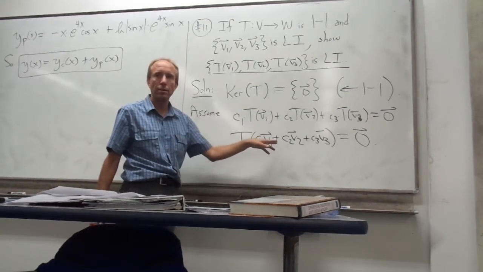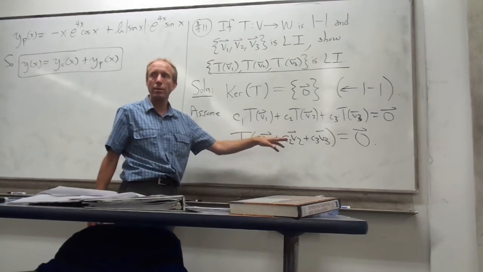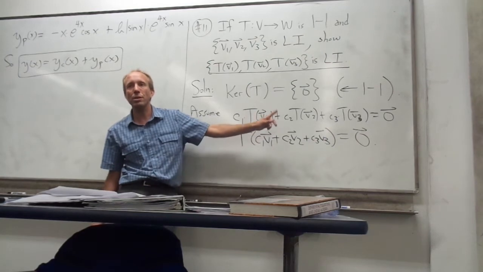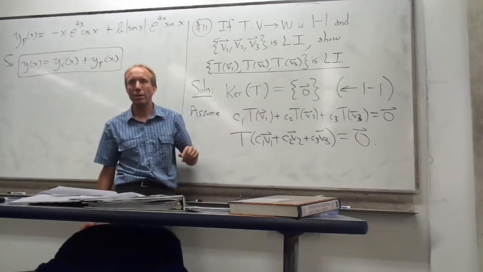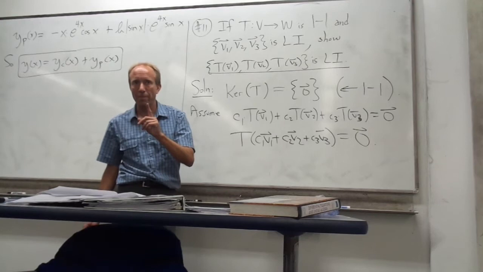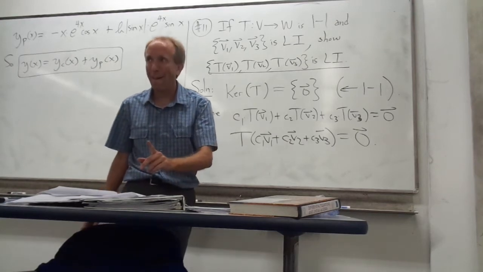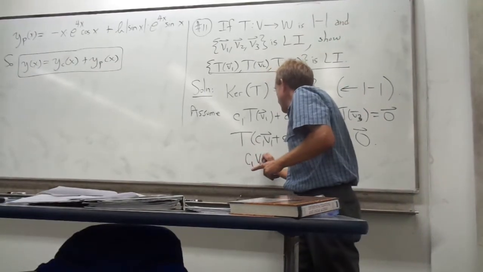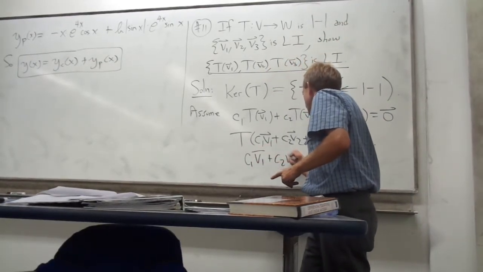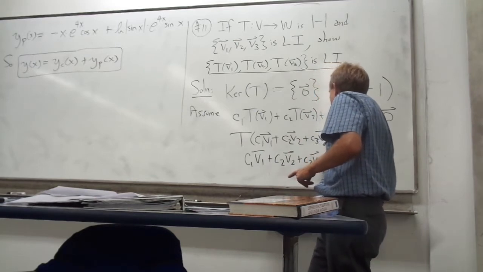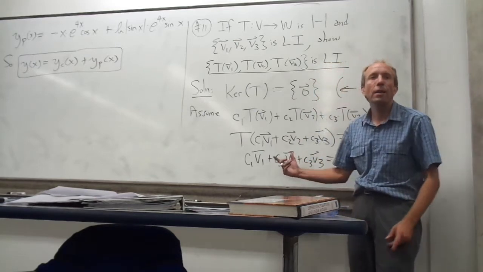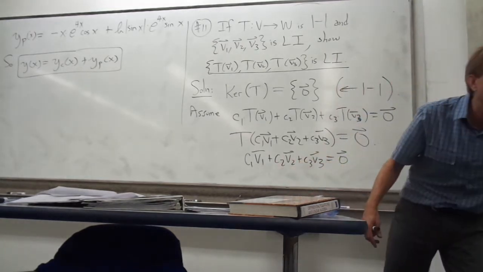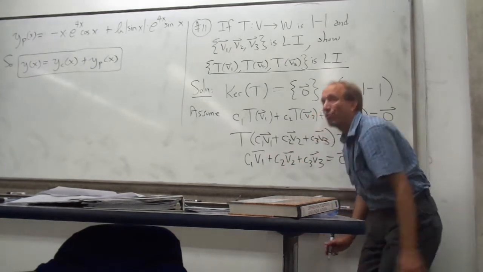C1V1 plus C2V2 plus C3V3 equals 0. Okay, hold on now. Why does C1V1 plus C2V2 plus C3V3 equal 0? Because they're LI. No. No. The next step is this. Guys, linear independence does not tell us that. Linear independence tells us that if this is true, then the constants are 0. But I want to know, why is this true first?